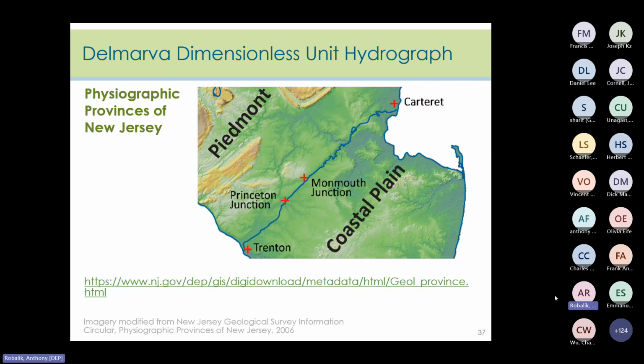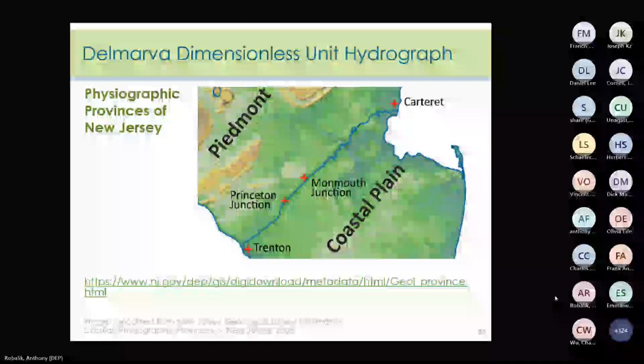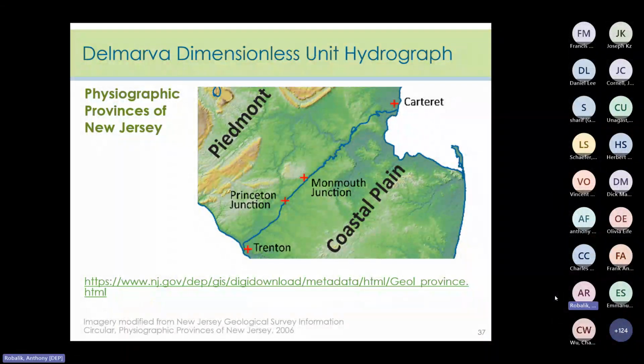So where's that boundary exactly? This is just a zoomed in view with a few points of interest added for the same image that was shown on the previous slide. The blue line here is dividing the state between the coastal plain and the Piedmont region. And the hyperlink here is to the Bureau of Geologic Information Systems for the physiographic province metadata, so you can check that out.